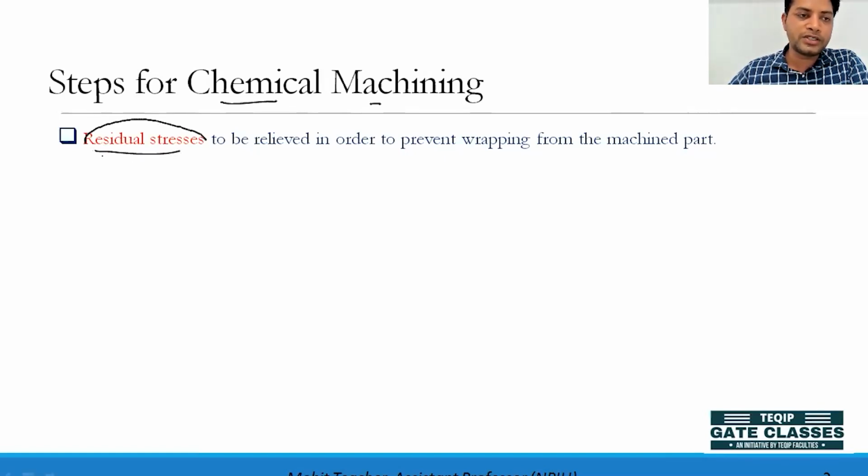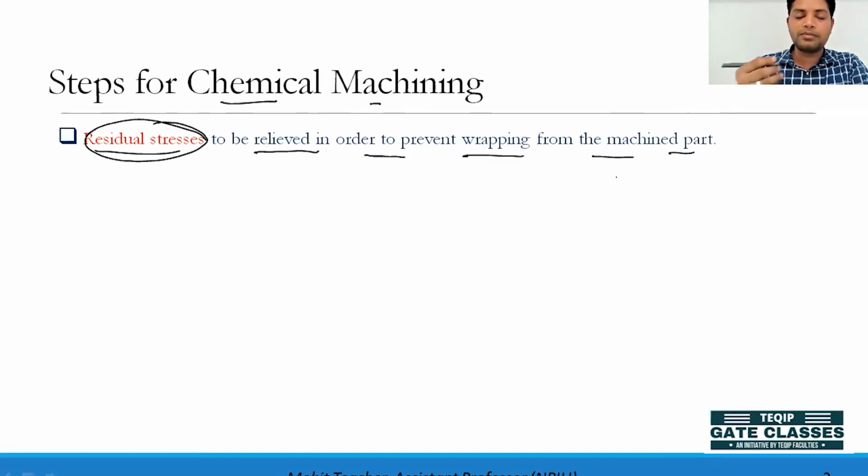First is the residual stresses. Residual stresses are very high, and they have to be relieved in order to prevent warping from the machining part. What is the meaning of that? Residual stresses are basically the internal stresses of the workpiece material.